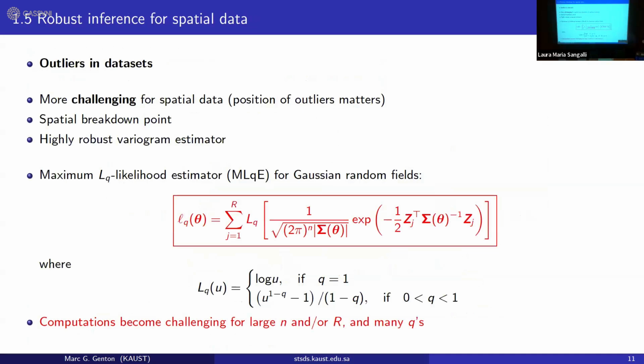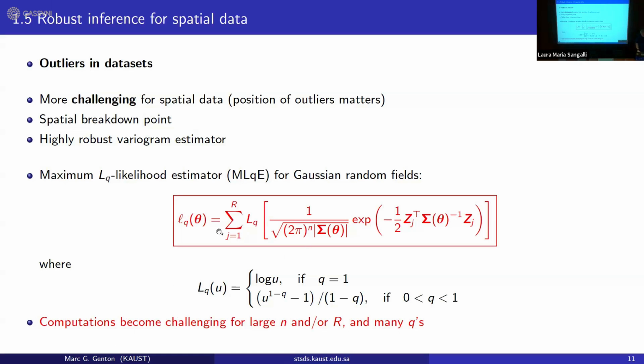And the fifth fundamental problem in my list is to worry about robustness. If you have outliers in the data, unusual observations, then what can you do? In the spatial setting, things are a bit more challenging because the position of these outliers in space matters. So you would have to adapt traditional robust statistics procedures to this spatial dependence. One simple modification of the likelihood is the so-called maximum Lq likelihood estimator for Gaussian random fields.